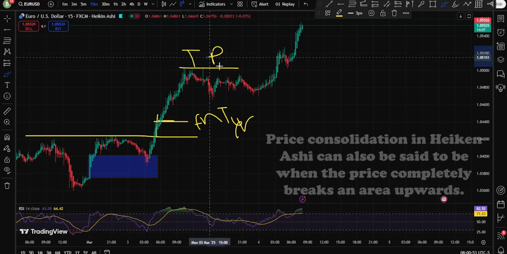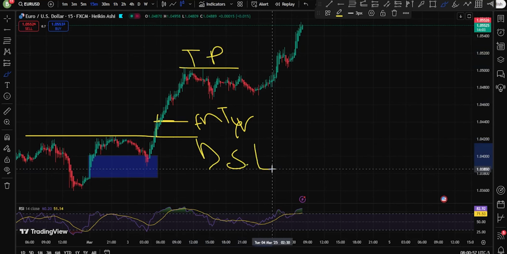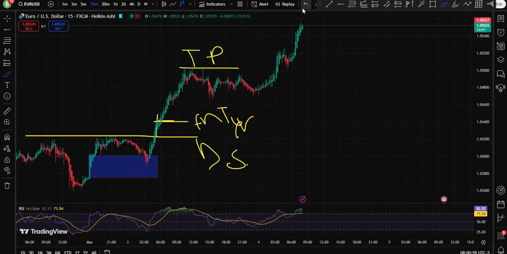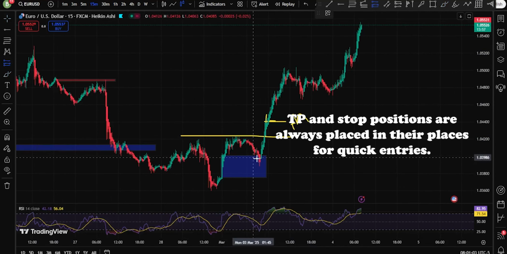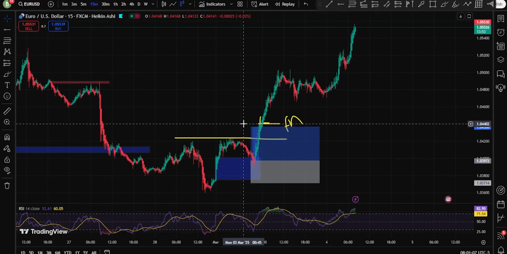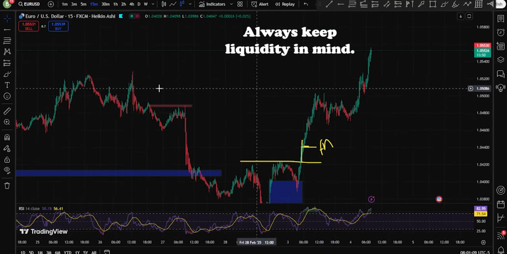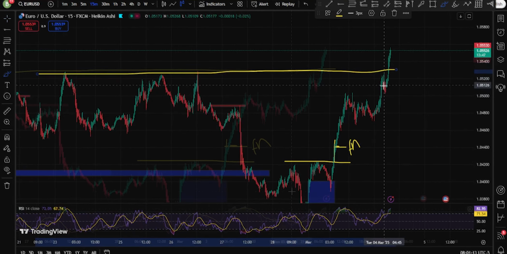Downtrend: a series of red, bearish candles with little to no upper wicks. Consolidation: small-bodied candles with long upper and lower wicks, indicating indecision. Advantage: Heikin Ashi candles make it easier to identify trend continuations and reversals, reducing the likelihood of false signals.